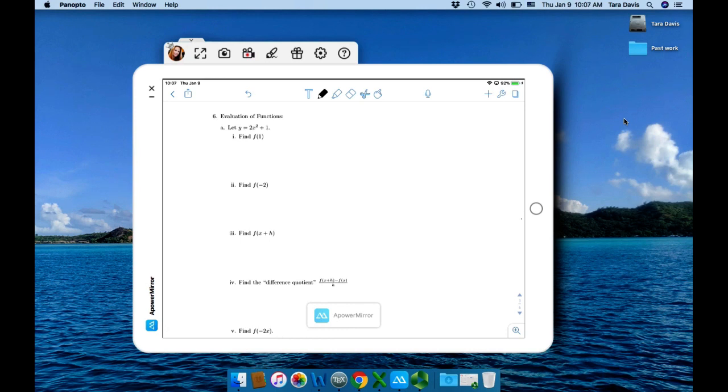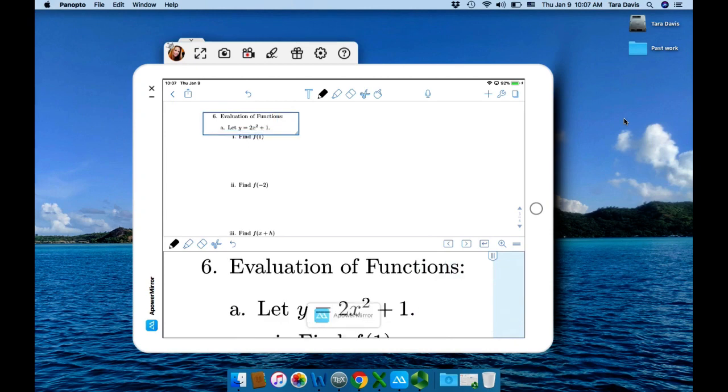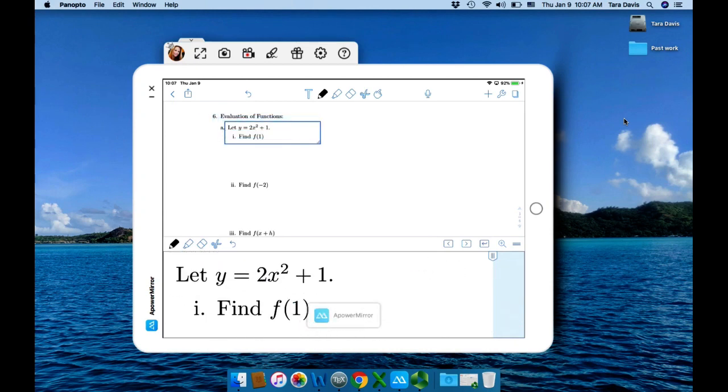So for number 6, we're going to let our function be y equals 2x squared plus 1. You can think that unless it was already given another name, we could name it f of x. And so this is wanting f of 1. So what that means is, again, wherever we see the x in the equation, which is just here, we need to replace it with a 1.